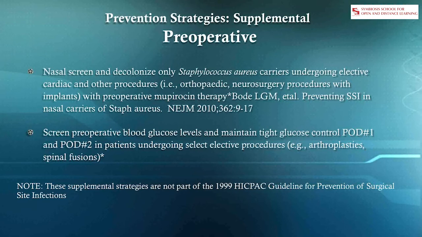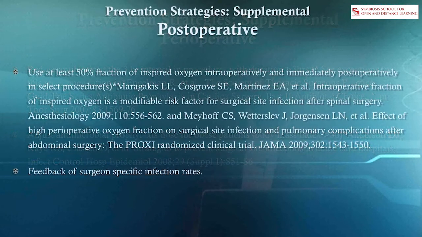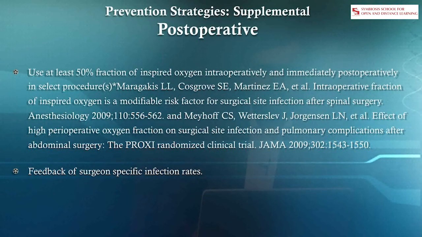And screen preoperative blood glucose levels and maintain tight glucose control on POD1 and POD2 in patients undergoing elective procedures like arthroplasties and spinal fusions. When it comes to antibiotics, redose antibiotic at 3 hour intervals in procedures with duration more than 3 hours. Adjust antimicrobial prophylaxis dose for obese patients, body mass index more than 30, double the dose. Use at least 50% fraction of inspired oxygen intraoperatively and immediately post-operatively in selected procedures.